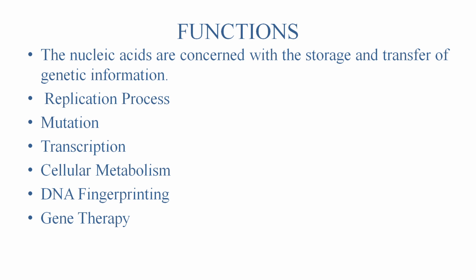As every organism contains many genes in its DNA, different types of protein can be formed. Proteins are the main functional and structural molecules in most organisms. Apart from storing genetic information, DNA is involved in replication, mutation, transcription, cellular metabolism, DNA fingerprinting and gene therapy. In the replication process, genetic information is transferred from one cell to its daughters and from one generation to the next, with equal distribution of DNA during cell division.